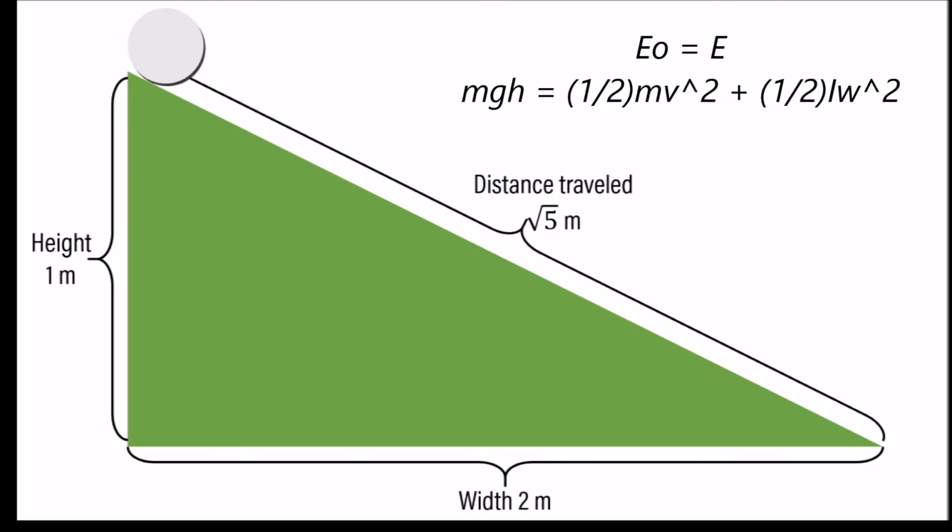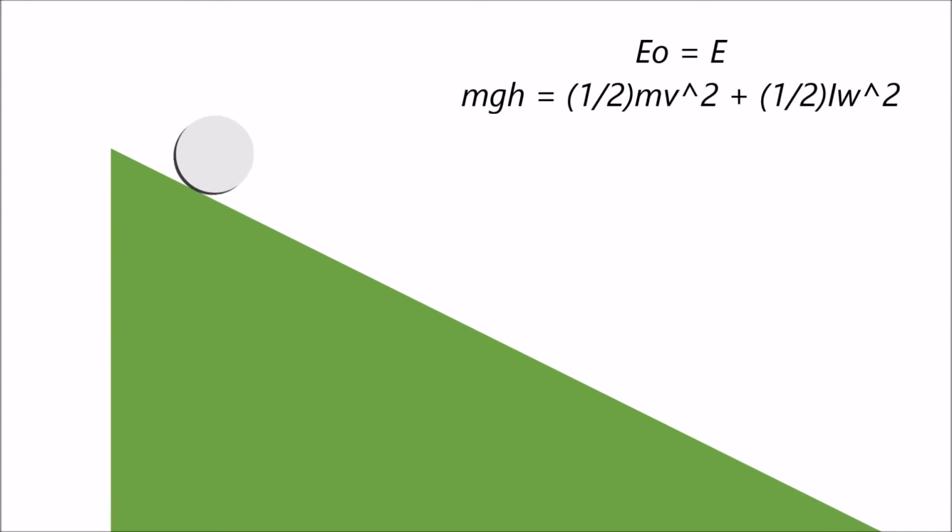Since the coin is starting from rest, the energy initial equals the mass multiplied by the gravitational constant, which is then multiplied by the height. Since the mass is rotating on its way down, the energy final contains translational kinetic energy as well as rotational kinetic energy. The translational kinetic energy is 1/2 mv squared, and the rotational kinetic energy is 1/2 I omega squared.